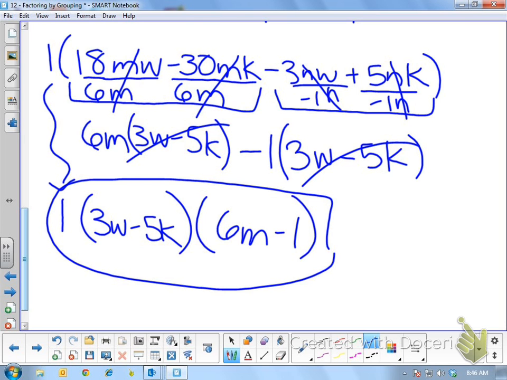I wrote 3 there. Why did I write 3 there? The n's canceled. N divided by N. Taylor is correct. I forgot to put my n out front here because both of those had an n in the greatest common factor. So it should be 6m minus 1n. Thank you, Taylor. Good eye.